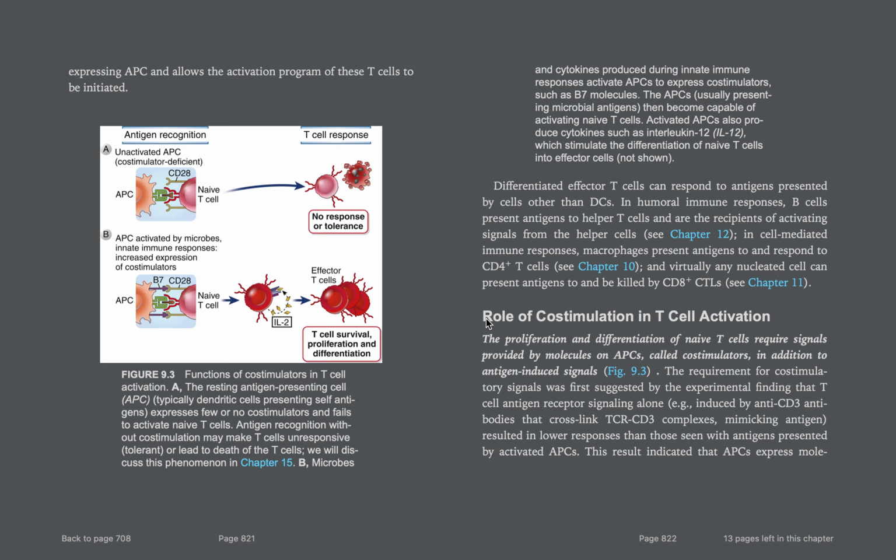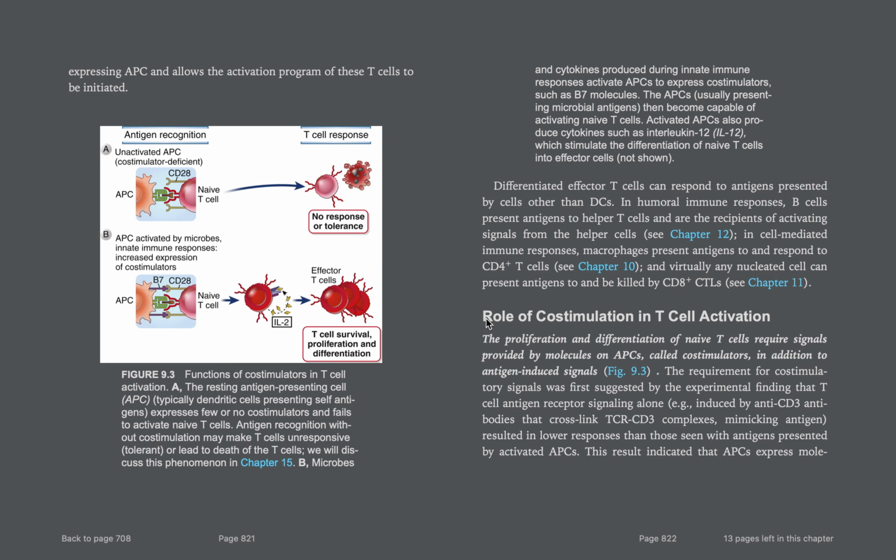In A, you see an antigen-presenting cell with costimulator deficiency. We see this one doesn't have costimulator expression. Then the T cell response: no response. If there is no costimulator, there is no response. The second, B, in that diagram, shows an antigen-presenting cell activated by microbes in an immune response increasing the expression of costimulators, which you see from the antigen-presenting cell. You see the B7. That may cause the naive cell to be activated, to differentiate, and as well to proliferate and survive.